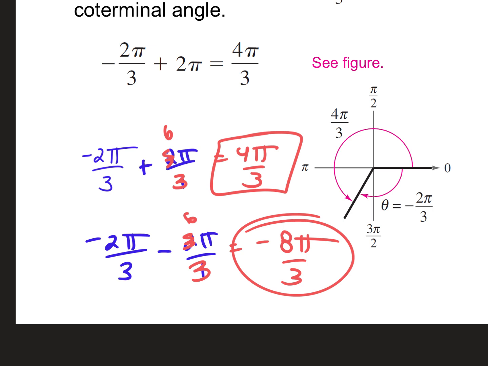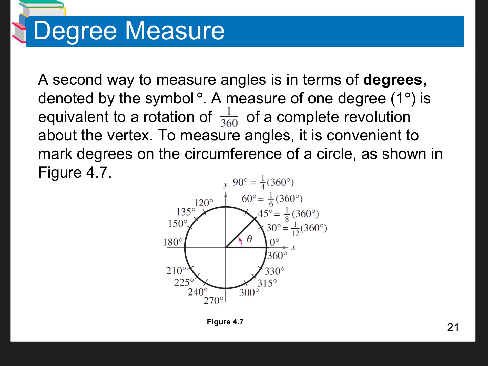Coterminals are easy. So when we talk about degrees, that's what our brain has been focused on. That's what you guys have learned your whole life, is everything is in degrees. The first quadrant is 0 to 90, then 90 to 180, then 180 to 270, then 270 to 360. So now we're going to have to start thinking in terms of pi. We're going to have to start thinking in terms of 1 whole circle is 2 pi. Half a circle is pi, that sort of thing.